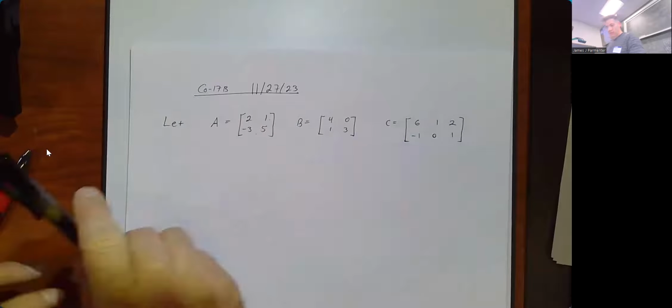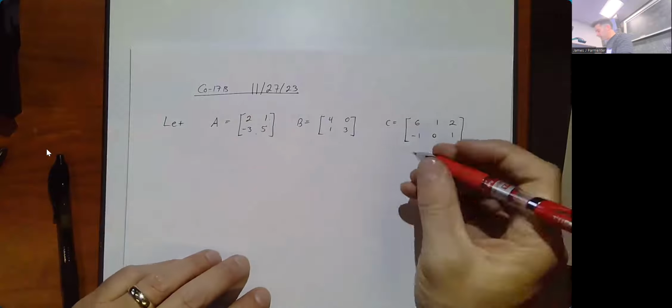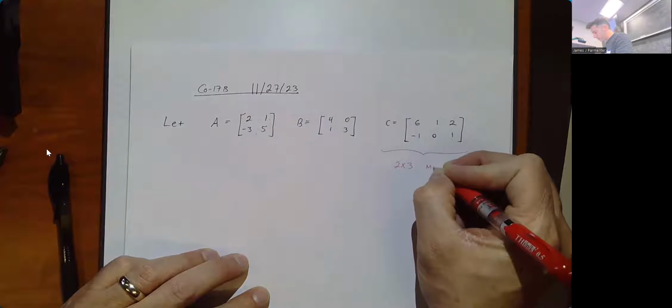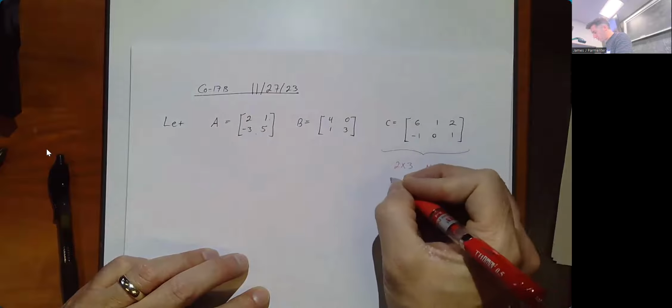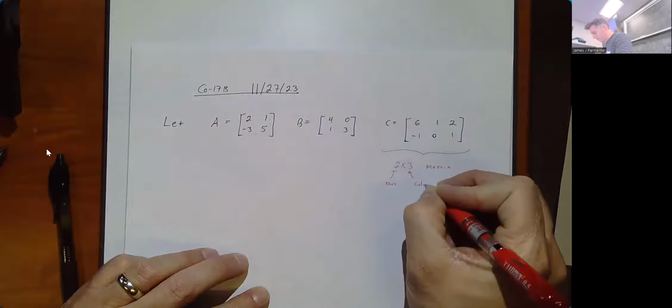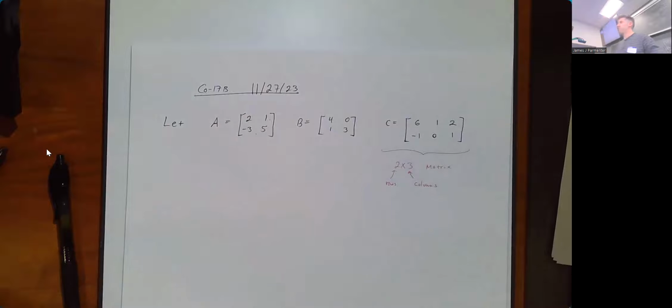So just as some notes here, this is a 2x3 matrix. 2 rows, 3 columns. If at any point you have a question, you know you can ask it.